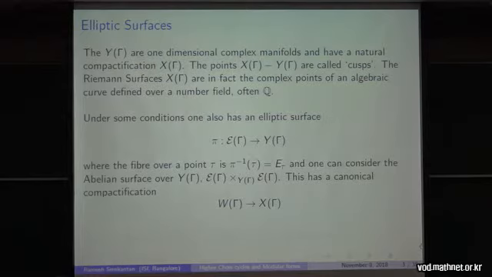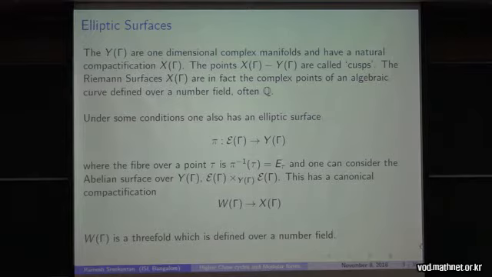Sometimes you can consider what's called the universal elliptic surface, where every point on this curve corresponds to an elliptic curve. So you consider the surface such that the inverse image of the point tau is the curve it parametrizes. That's called the universal elliptic curve surface. The fiber over a point, pi inverse of tau, is E tau. One can consider the abelian surface over Y gamma, given by E gamma cross Y gamma over E gamma. That means at every point, the fiber is E tau cross E tau. This is now a threefold, a family of abelian surfaces, which has a canonical compactification which we will denote by W gamma. So W gamma is a three-dimensional algebraic variety defined over a number field.